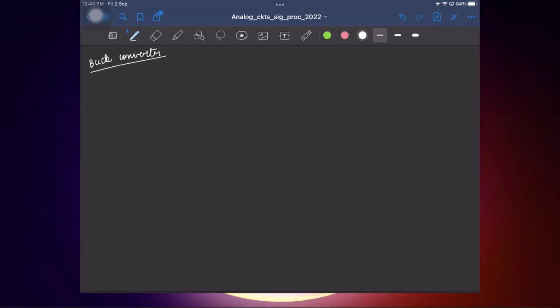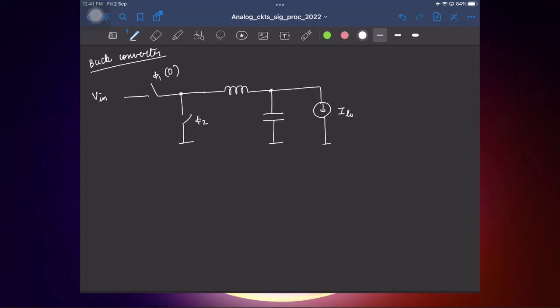So let's quickly recap that. The circuit was this. We had the input from the battery, I'll call V in. That was given to two switches like this. Let's say this is on for a duty cycle D and this is phi 2. We filtered it using an LC filter and that's it. And here you will have the load current. So if the input is V in, a DC input, what will be the average output? It's D times V in.